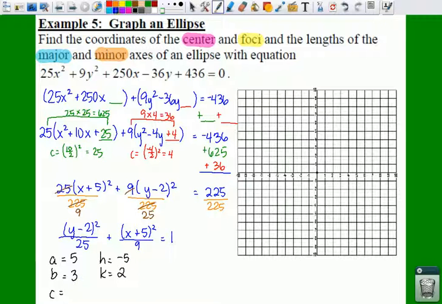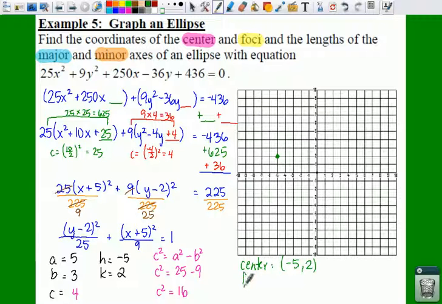Now in order to find out what c is, remember we have to use the formula again. c squared equals a squared minus b squared, not plus b squared. So you get c squared is equal to 25 minus 9, where c squared is equal to 16. Square root of that is just 4. So we find our center, that is h comma k. You just go down your formula sheet. Okay, have your formula sheet handy. So you have negative 5 comma 2. So if we go back 5 and up 2, there is our center.